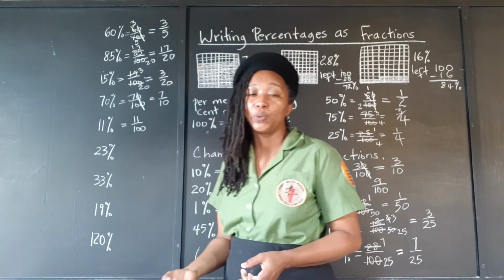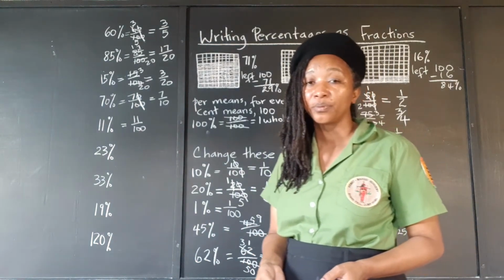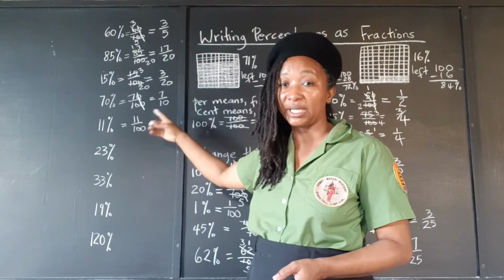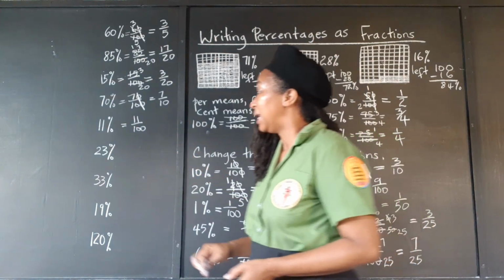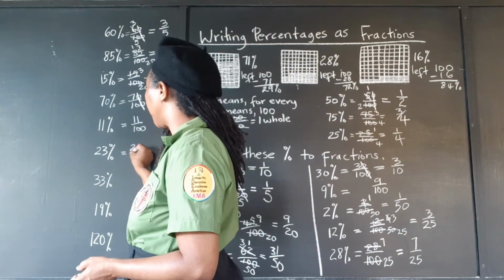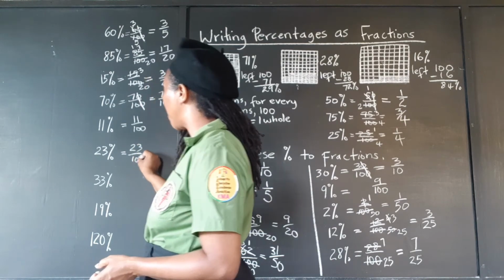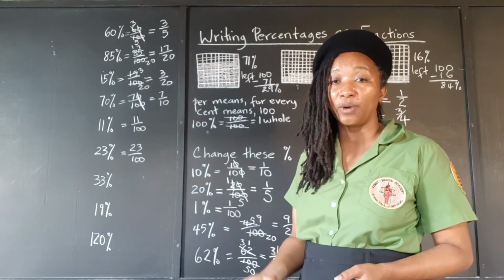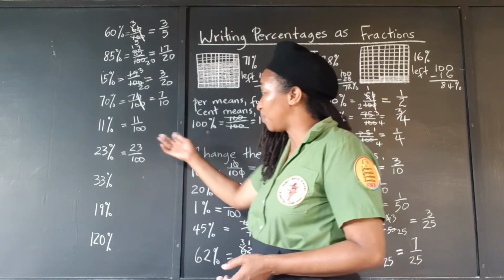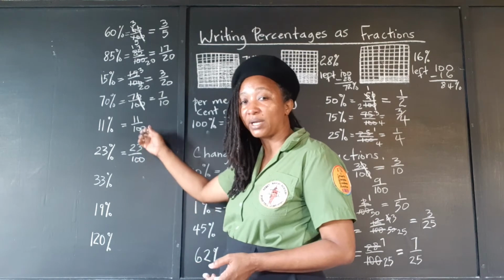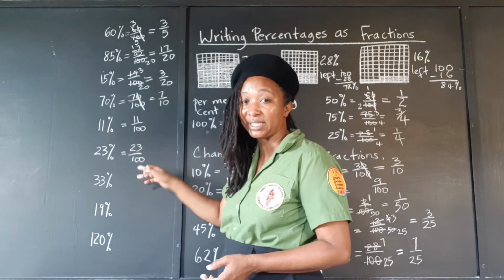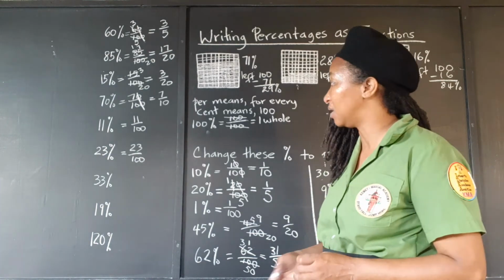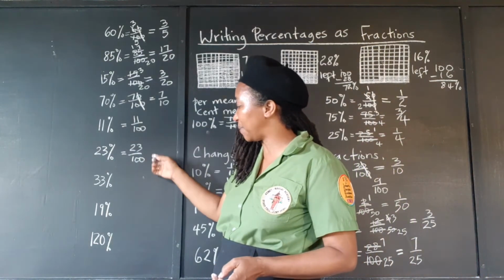It cannot be reduced. 11 is a prime number, so only 1 and itself can go into it, and 11 cannot go into 100. This is the simplest form. Likewise with 23. 23 is a prime number. Only 23 and 1 can go into 23. It cannot be reduced. If it could go into 100, we could reduce it, but it can't. It can't go exactly into 100 without a remainder. So these two are in their simplest form.